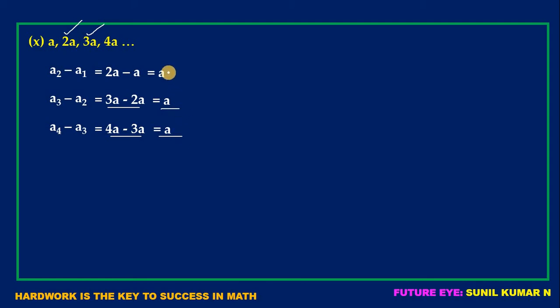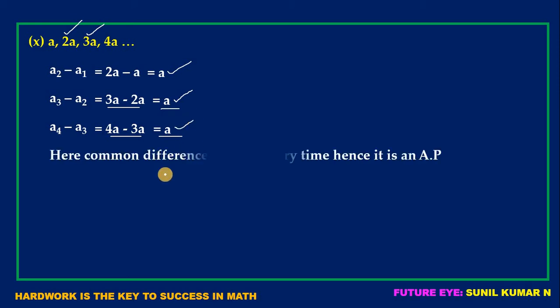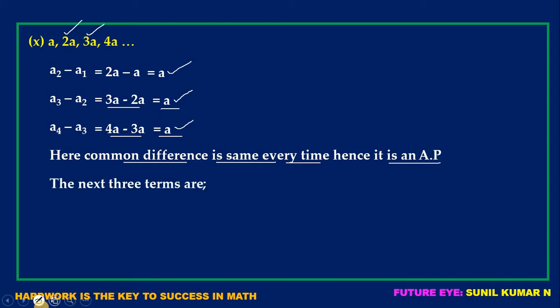Now look at the d values. Here the d values are the same in every case. Hence we can say that here the common difference is the same every time. Hence it is an AP. Next we have to find 3 more terms. For that, as I said in the last video, consider the 4th term. I mean here the 4th term is 4A.